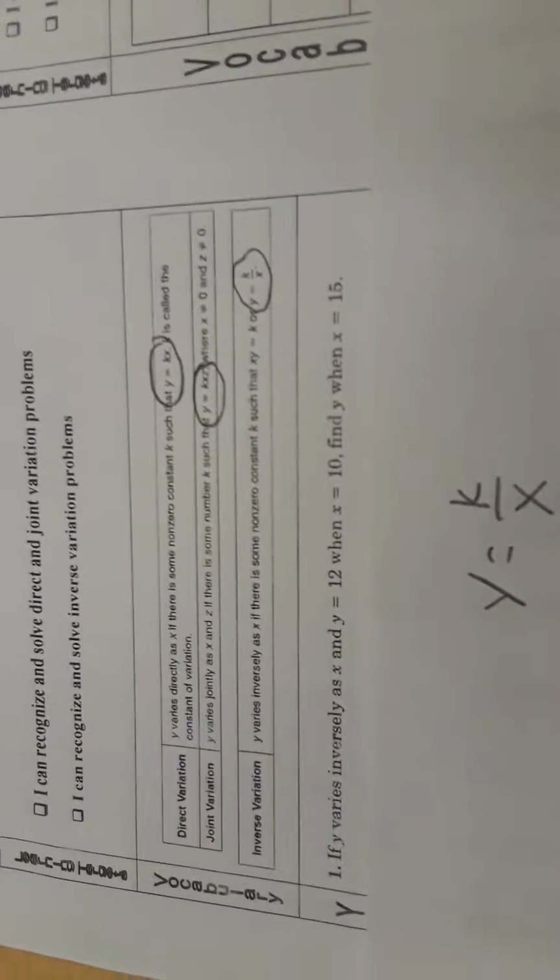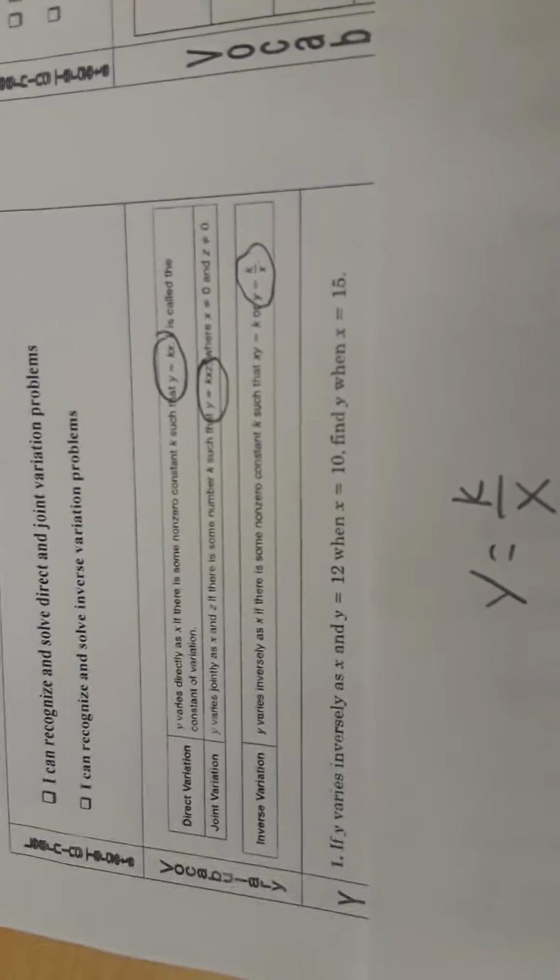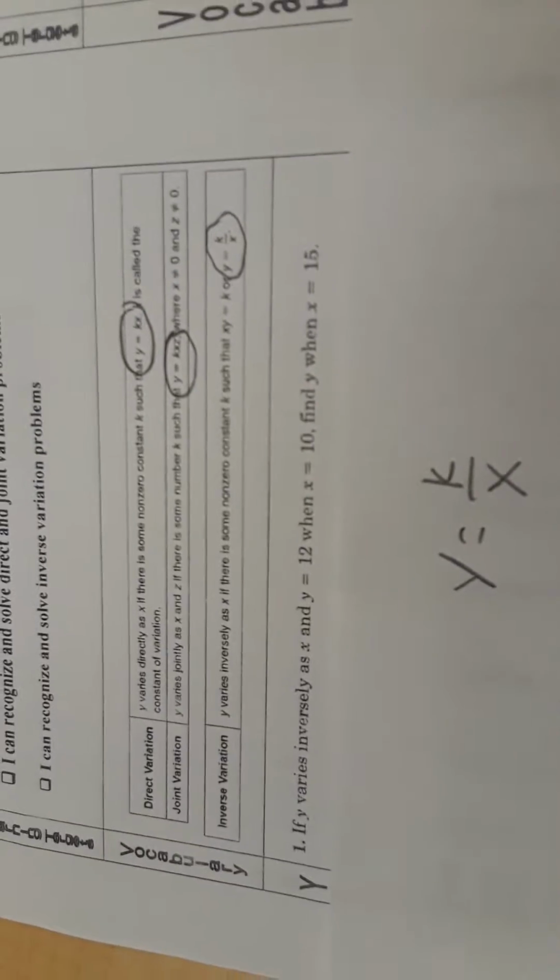All right, you're going to notice it says if y varies inversely as x and y equals 12 when x equals 10, comma, that comma is important, by the way, find y when x equals 15. Here's how I do these problems. I look for the comma, and I put a break in the problem right there. Now, what I notice is on one side of the comma, I have this information, and on the other side of the comma, I have this information.